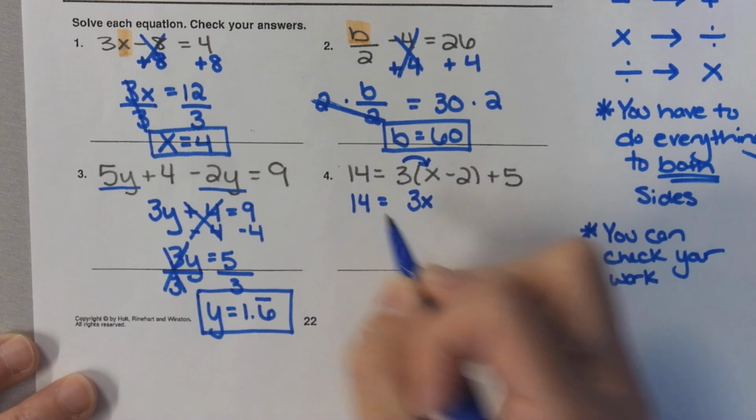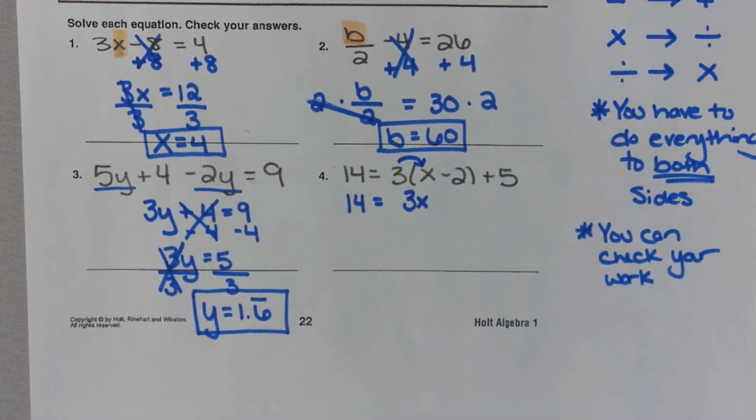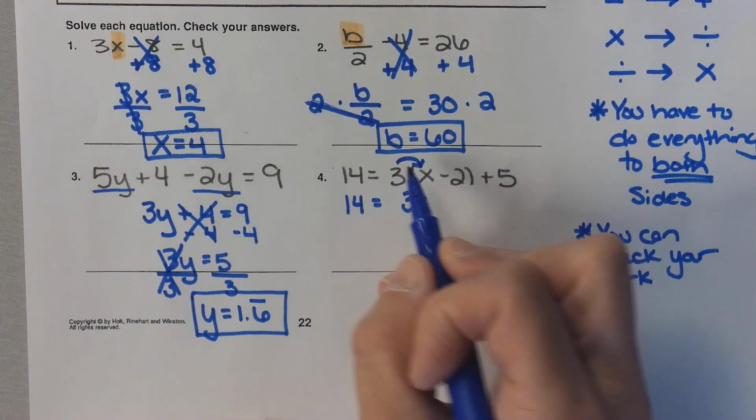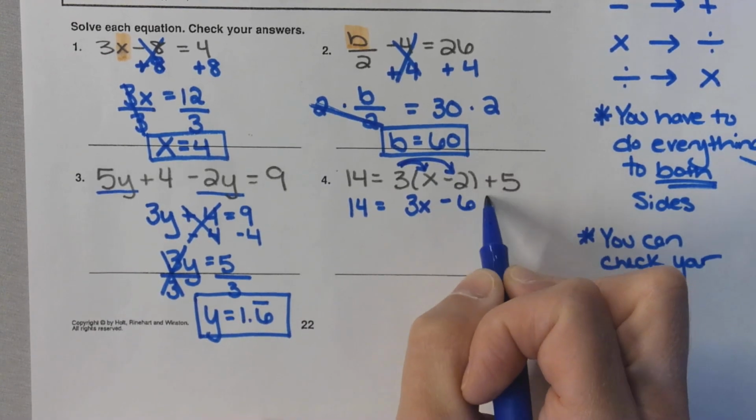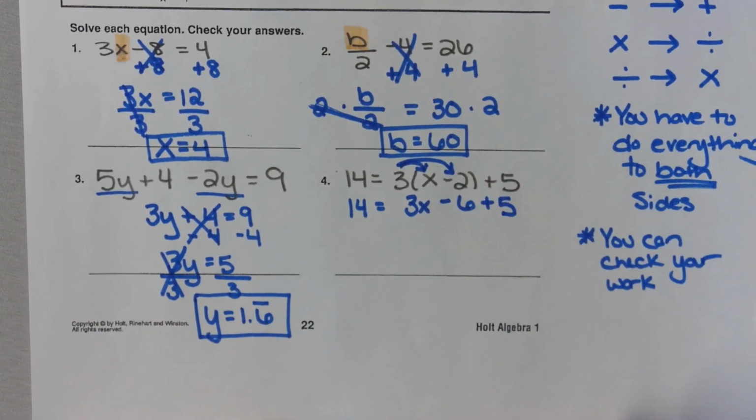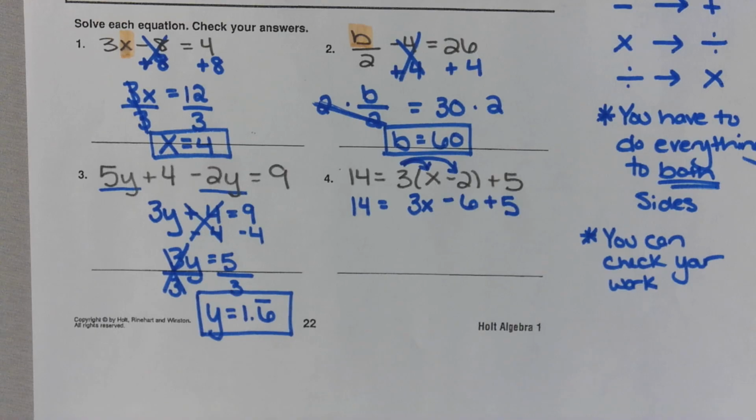And I'm going to just rewrite my 14 and my equal sign. What do we know 3 times -2 is? -6. Okay, so my first step was to go ahead and distribute through. So 3 times x and then 3 times -2.